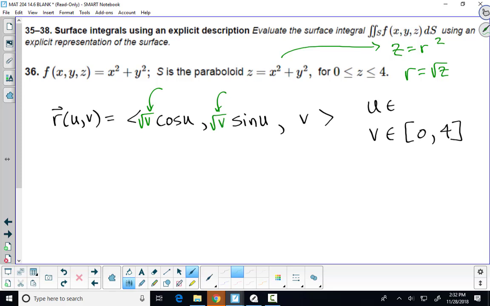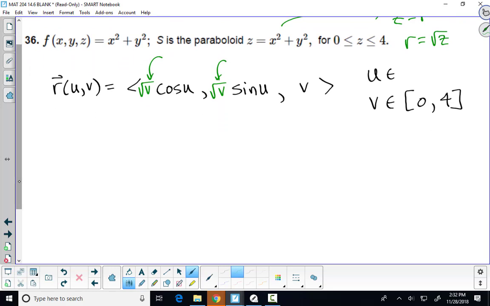All right, now let's do this on the test next time. It will be perfect. Exactly. Z, and he gave me the funniest... Well, it's the same thing. I know. Z is v. And then what does u go from? 0 to 2 pi, because it's representing the angle.